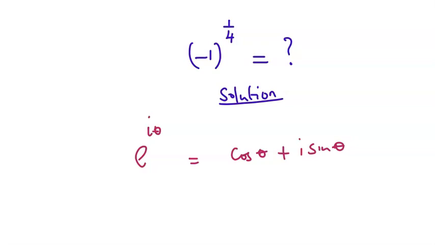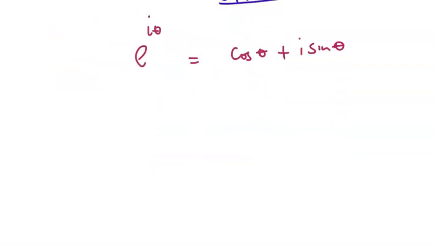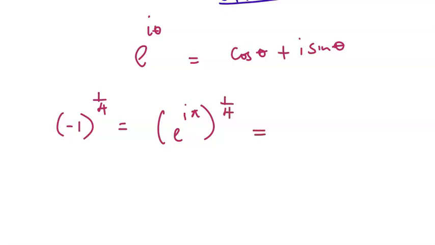So let us recall again from Leonhard Euler that e raised to the power of i pi is just equal to negative 1. I think this is the most beautiful equation in mathematics and science. So we're going to use this to write the base here. With that, we're going to have negative 1 to the power of 1 over 4 equal to e raised to the power of i pi, then raised to the power of 1 over 4. And from here we multiply these powers together, we get e to the power of i pi divided by 4.